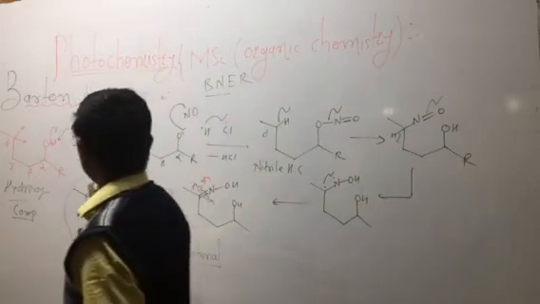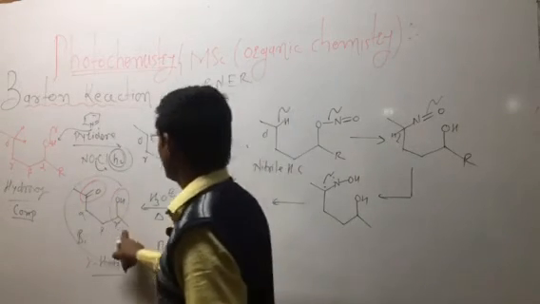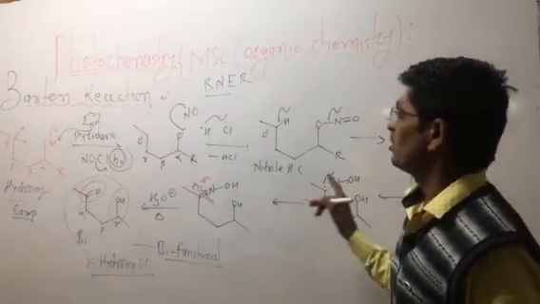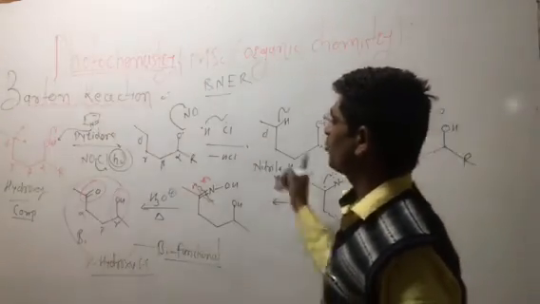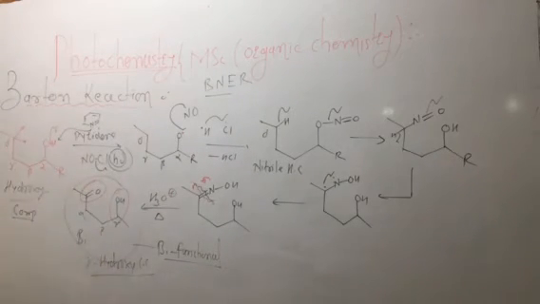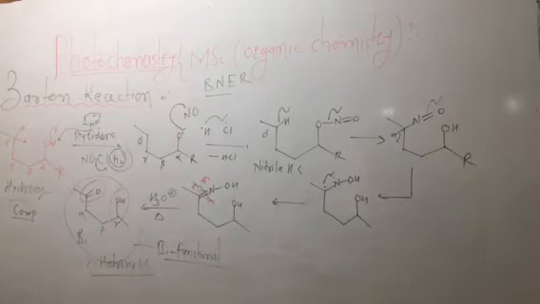Formation of a bifunctional compound. This is called gamma. So alpha, beta, gamma, hydroxy carbonyl compound. This is the formation of the bifunctional compound from the monofunctional compound. It is called the Barton reaction, the Barton nitrite ester reaction.